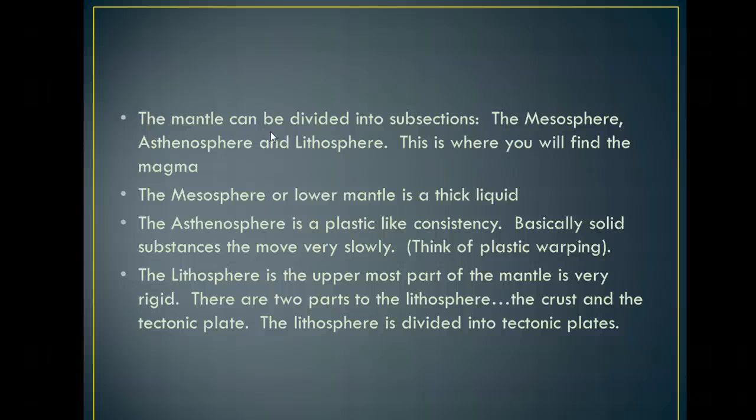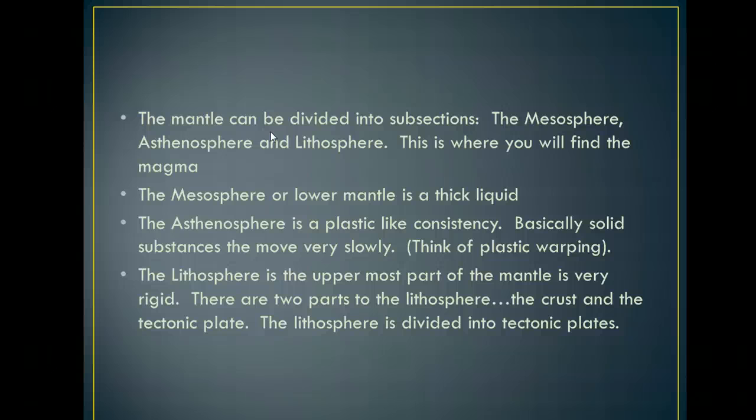Next, you have the asthenosphere. It's kind of a plasticky type consistency. It's not quite liquid, but it's not quite solid. This part of the mantle is cooler here, but basically it's a solid substance or a rock that's moving very slowly. And we'll talk about that motion in just a second. I think of it like a plastic. When it heats up, it kind of warps. It's still a solid, as in you could set some stuff on it, but it's slowly changing.